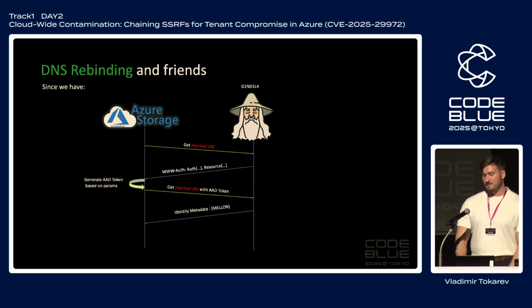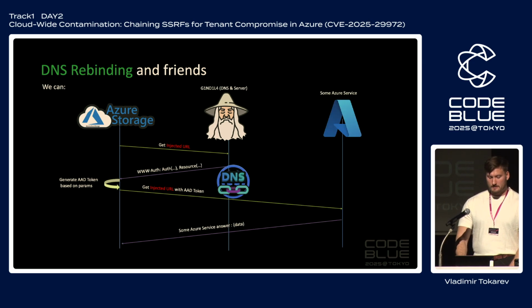Basically, let's think about how we could do that. The current flow is: the Azure storage resource provider sends a GET to Gandalf. Gandalf answers with a 401, with a www-authenticate header with the needed information. The AD token is generated and sent back with a GET or POST to Gandalf. Gandalf says the identity metadata.